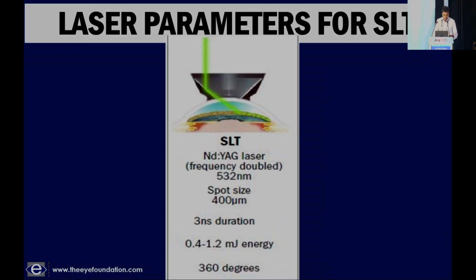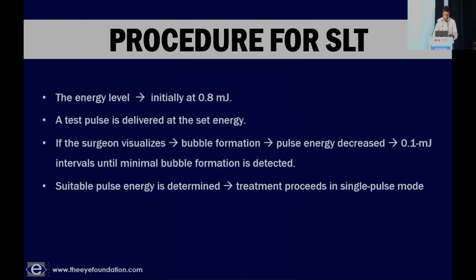Nd:YAG laser of 532 nanometer, frequency doubled, Q switched laser, spot size is 400 microns. The duration is 3 nanoseconds. The energy used is very minimal, that is 0.4 to 1.2 millijoules. It is applied to either 180 degrees or 360 degrees of the trabecular meshwork.